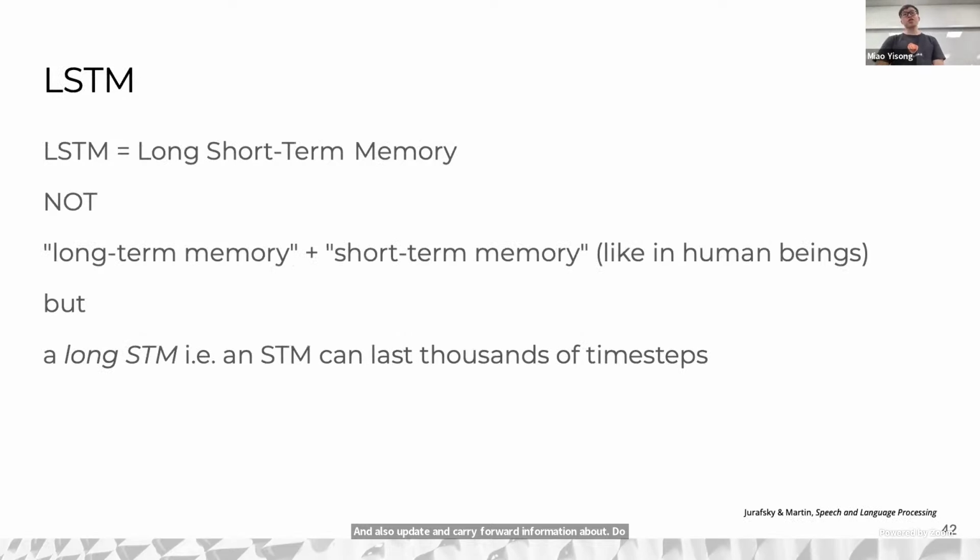So this is where LSTM comes into play. LSTM stands for long short-term memory. It is not long-term memory plus short-term memory like in human beings, because people have multiple modes of memory. In this case, the model's name refers to a short-term memory which can persist over many time steps, as opposed to a conventional recurrent neural network, whereby due to the vanishing gradient problem, it diminishes over time.